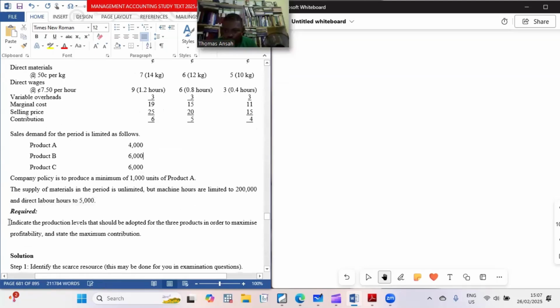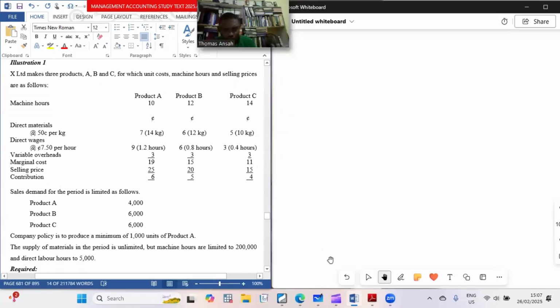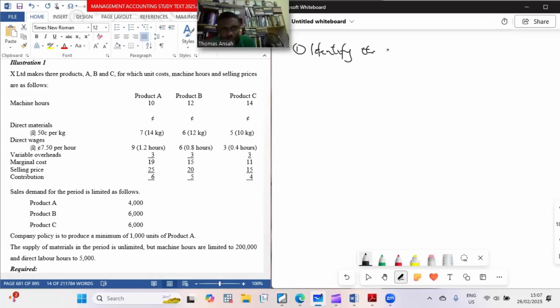So it says that, indicate the production levels that should be adopted. All right. So remember, what did we say you do in terms of solving any question where there is a limiting factor? Your step one that we just went through is to identify the constraints.